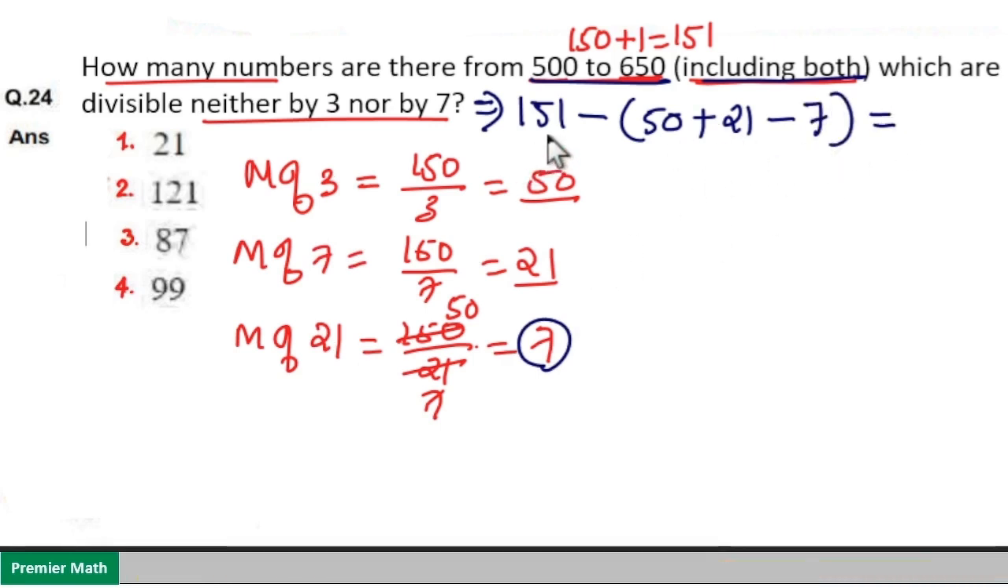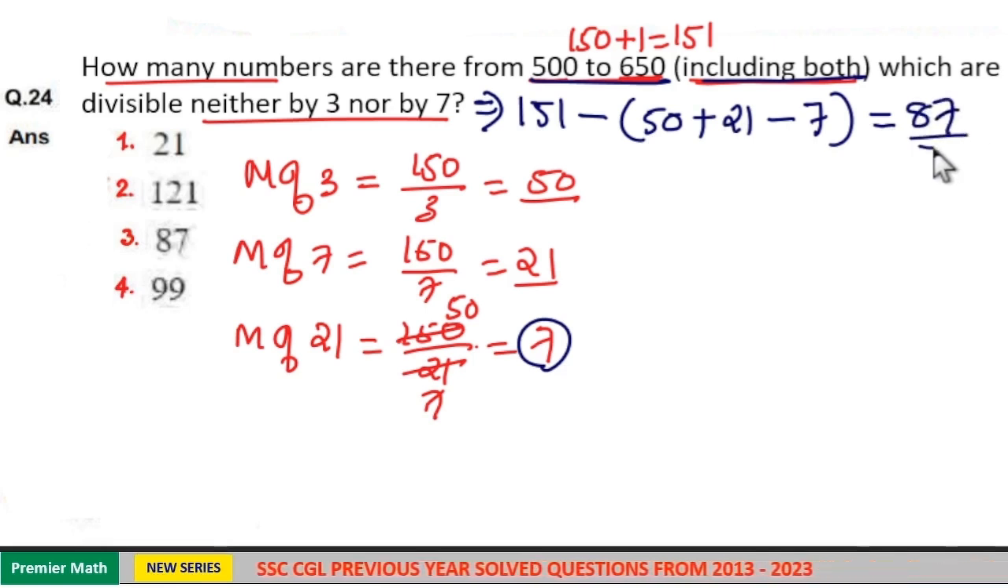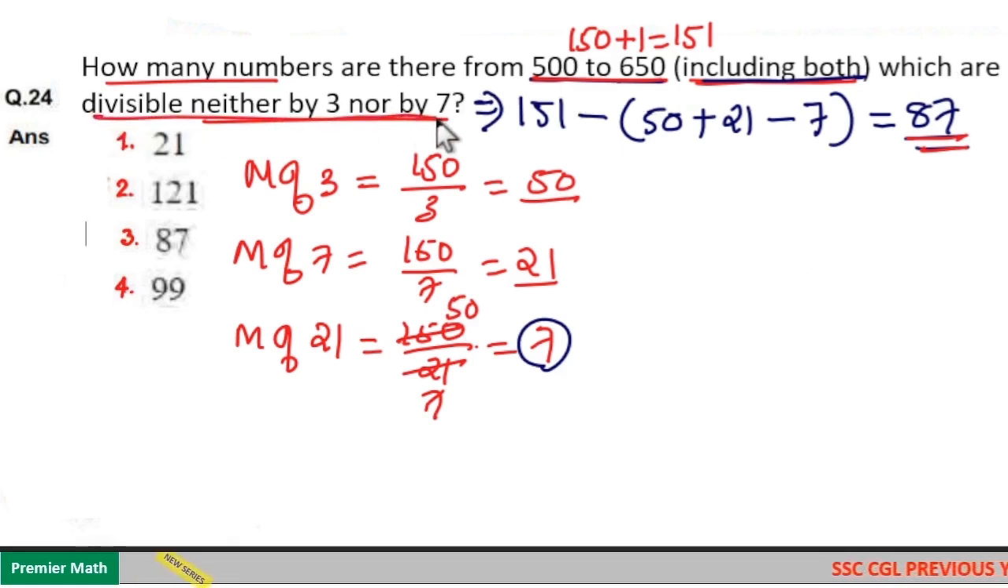Now this is equal to 151 minus 50 is 101. 101 minus 21 is equal to 80. 80 plus 7 is equal to 87. So a total of 87 numbers between 500 and 650 are divisible neither by 3 nor by 7. So option 3 is your answer.